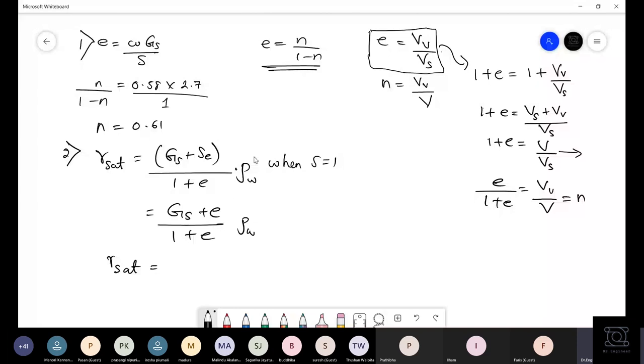There are two equations, one is this one, and one is this one. If you remember these two, you can handle it, right? So that is the first two. Next question.